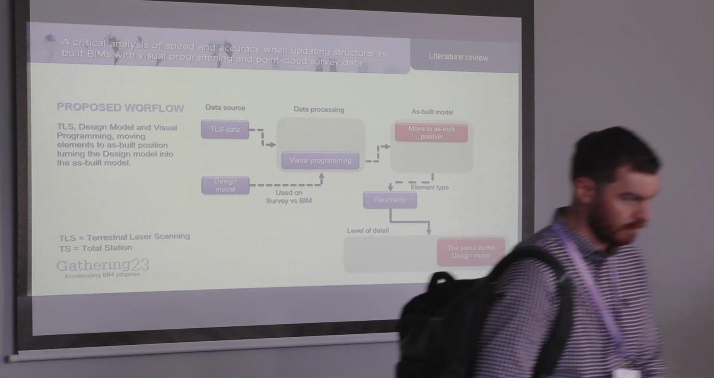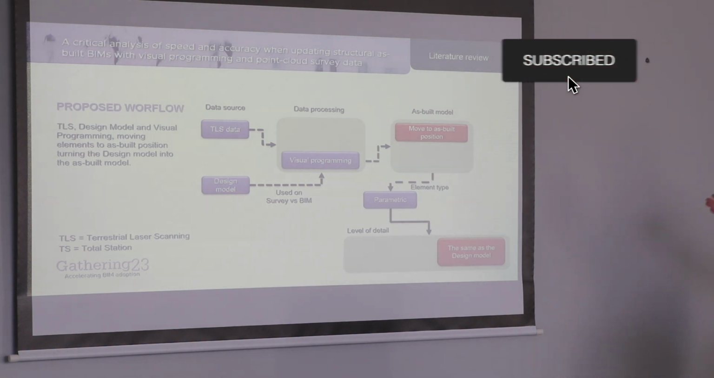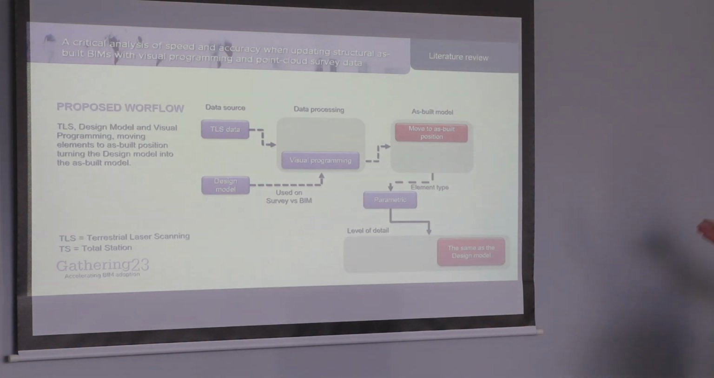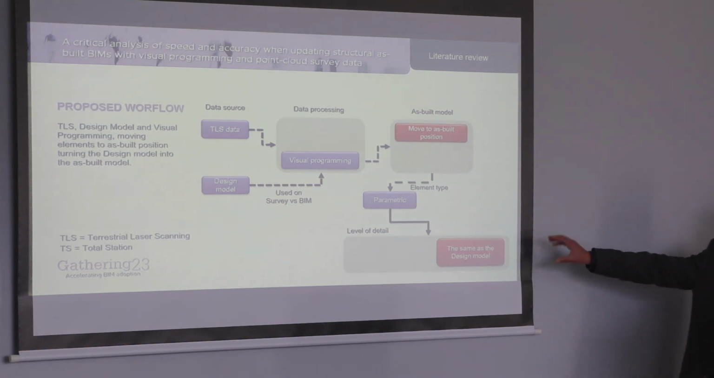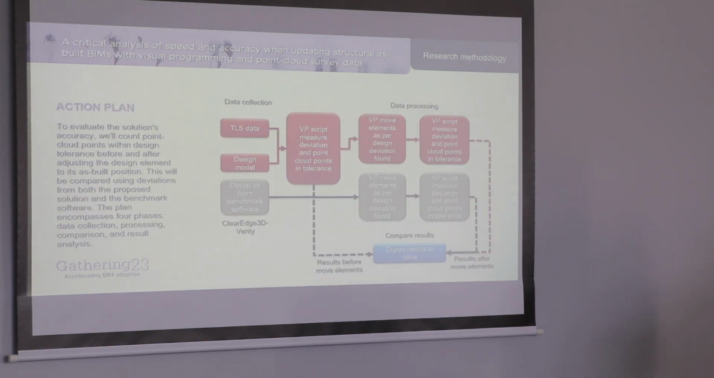This is the workflow used in this study. So total station, laser scan, point cloud, and the design model, because you're going to compare the design model against the laser scan using visual programming, Dynamo, and then move elements to as-built position. Our result is a parametric model with the same level of detail as the design model. The only difference is we're going to add the as-built information to this model. So we will know if it's in tolerance or out of tolerance, and then go from there.